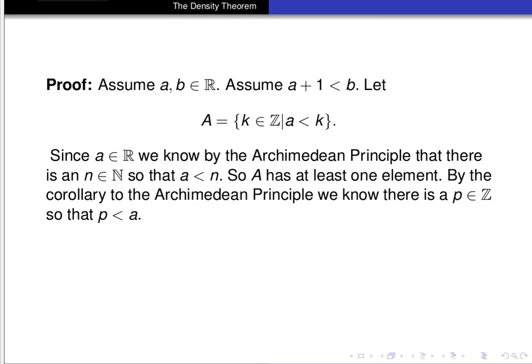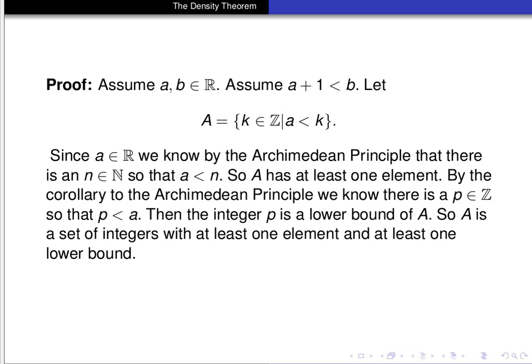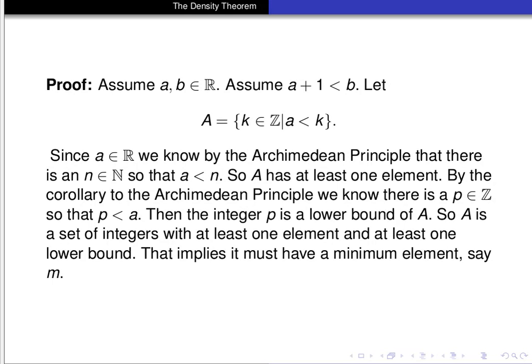Now by that corollary to the Archimedean principle, we know that we can find an integer p less than a. So what we're getting at here is that we have the set A, which is non-empty. It's a set of integers which is non-empty, and it has a lower bound p. So A is a set of integers with at least one element and at least one lower bound, and we know something about such sets of integers. We know that they have to have minimums. So that means that we have a minimum element for the set A. Let's call it m.